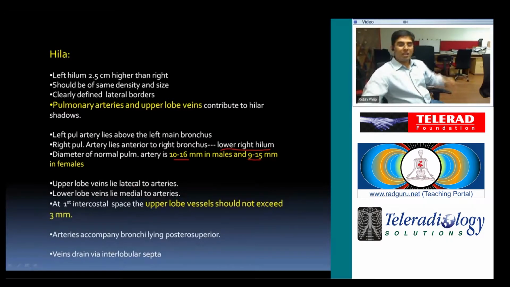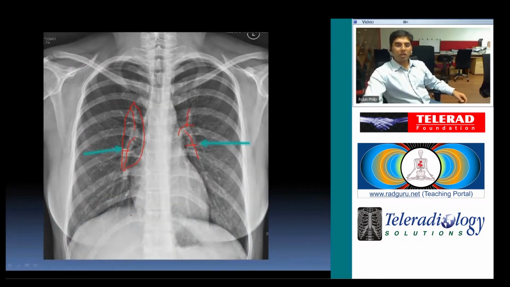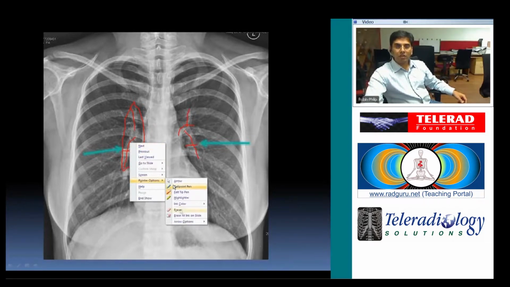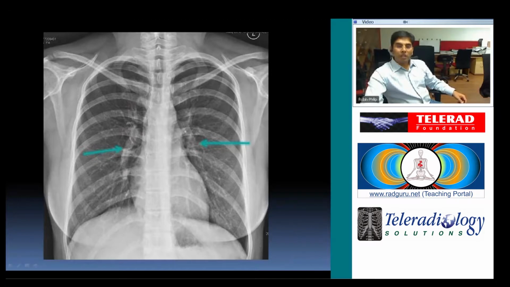And the arrangement of the veins and arteries: in the upper lobes, the veins lie lateral to the arteries, whereas in the lower lobes they lie medial to the arteries. Here you can see, I'm going to remove all this, that is the pulmonary artery, and in the lower lobe they are medial. You can see there's a branch here that goes in. Okay, those are the pulmonary veins. They are medial in the lower lobes, whereas they are lateral in the upper lobes.